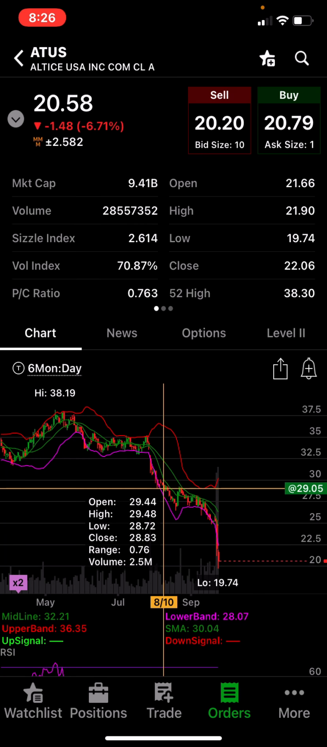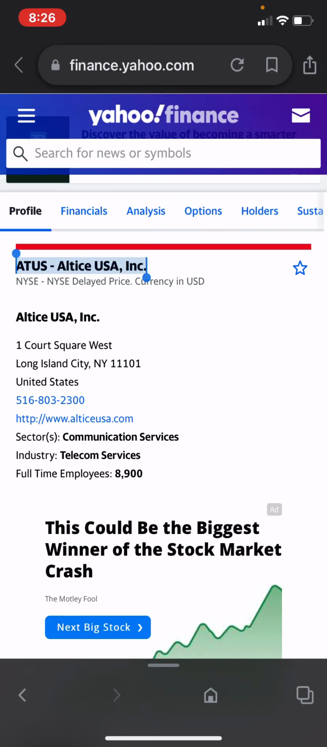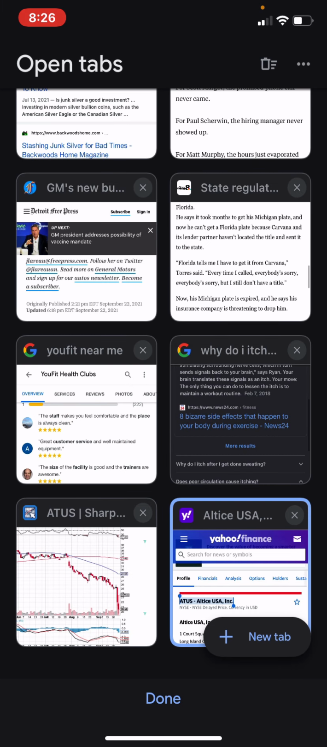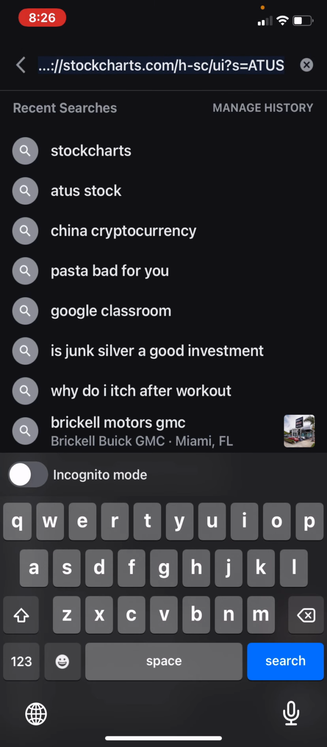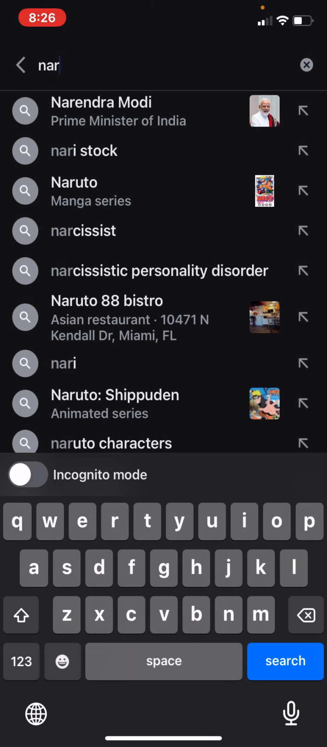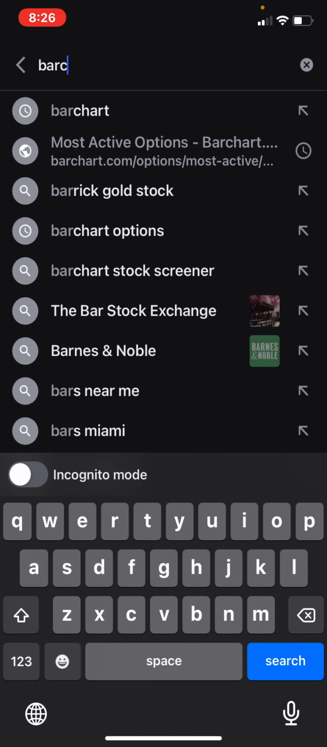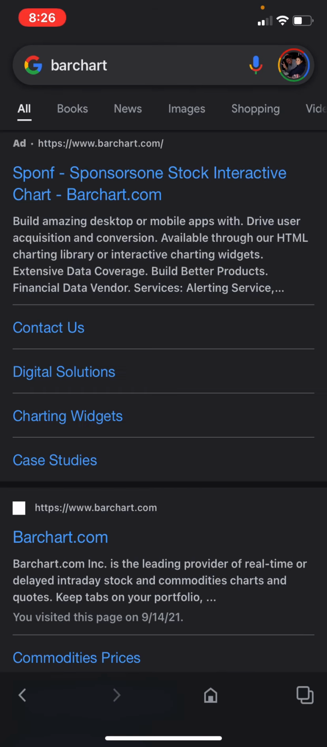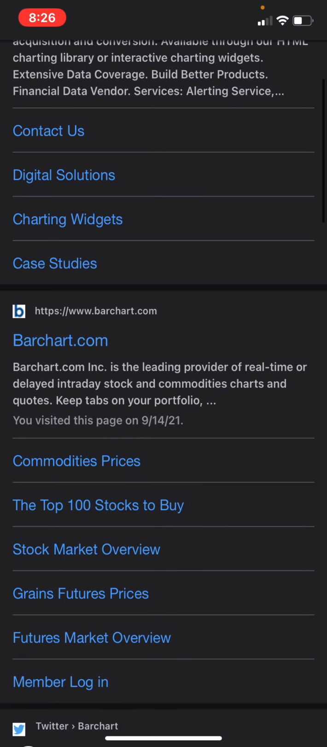So, let's take a look at a bar chart. One of my mechanical things that I like to do during the day. Obviously, I don't like to buy options. I like to be a seller of options.